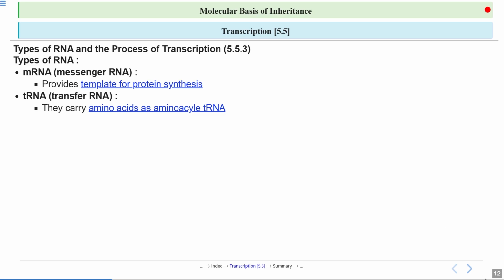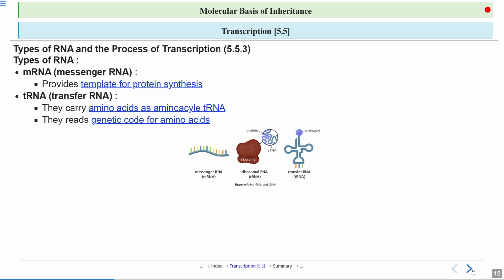Okay, and what is the structure called? Aminoacyl tRNA. What do they do? They read the genetic code for the amino acid. So here in the figure you can see this is the mRNA, the template for protein synthesis. Then this is the transfer RNA, and this is the amino acid attached to its corresponding tRNA, and this whole structure we call aminoacyl tRNA.